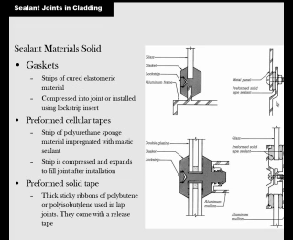Gaskets are strips of elastomeric material. They're compressed into the joint or installed using a lock strip insert. They seal up the joint once they're installed. There are also preformed cellular tapes and preformed solid tapes that will seal joints as well. And these are just showing you pictures of those.